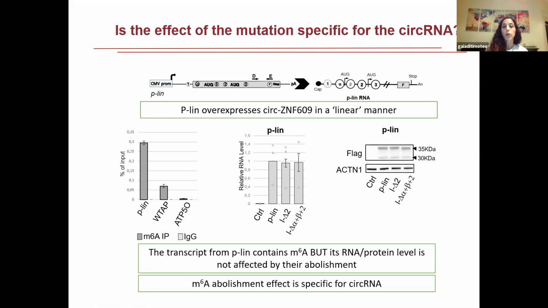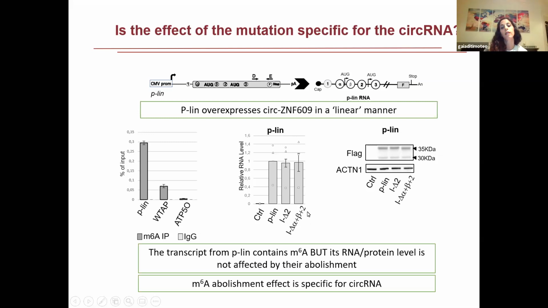So our next question was, is this effect specific for our circular RNAs, or is it just due to the sequence itself? So what if we express our circRNA in a linear conformation? We constructed a vector able to overexpress our circRNAs as a linear RNA, and it is transcribed as a linear transcript with a cap and the poly A tail. As you can see, the linear transcript, which I refer to as the linear one, is enriched in the IP fraction, so it contains m6A.